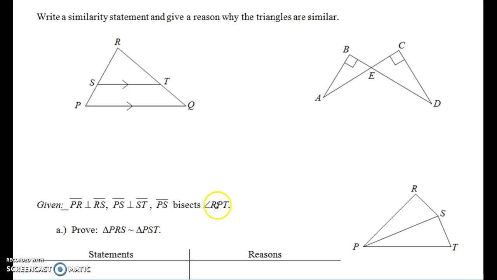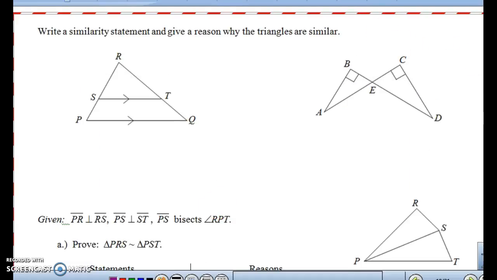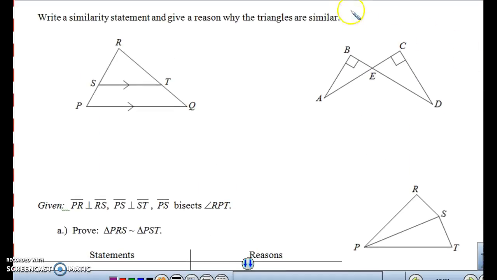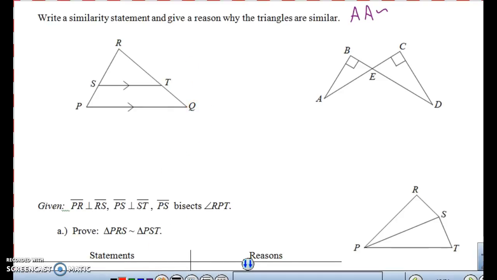All right, so the similarity theorem that we just talked about is if we can prove two angles congruent, then we can say the triangles are similar. So angle-angle similarity is what we're trying to prove. So let's look at the two triangles we have. We have triangle RST and we have triangle RPQ. Now, obviously, those two triangles are not congruent. You can tell just by looking at them that one is larger than the other.